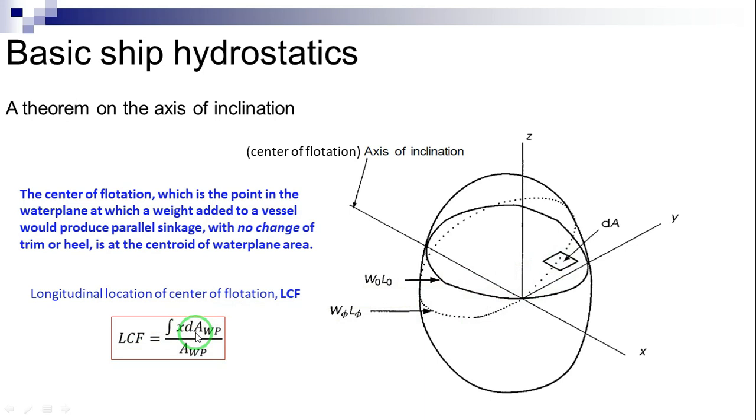Let the initial water plane of a floating body be W0, L0. After an inclination at constant volume of displacement with an angle phi, the new water plane is W phi, L phi. The intersection of the two water planes is the axis of inclination. If the angle of inclination tends to 0, the axis of inclination tends to a straight line passing through the centroid of the water plane area called the center of flotation.